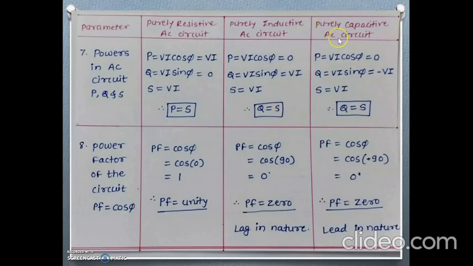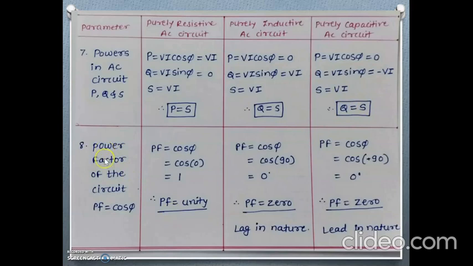In a purely capacitive AC circuit, power P is equal to VI cos phi. Here phi is minus 90 degrees, so cos of minus 90 is again 0. So P is equal to VI into 0, the whole product will be 0, so P is equal to 0. Q is equal to VI sin phi. Sin of minus 90 is minus 1. So Q is equal to VI into minus 1, which is minus VI. And apparent power S is equal to V into I. So reactive power is nothing but the total power of the circuit, that is apparent power.